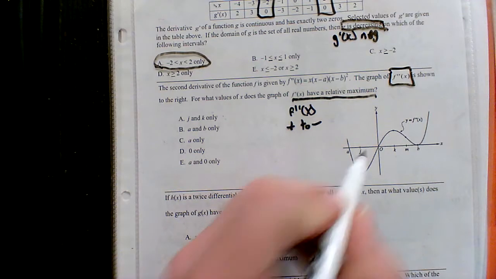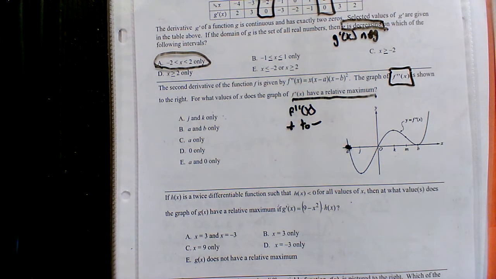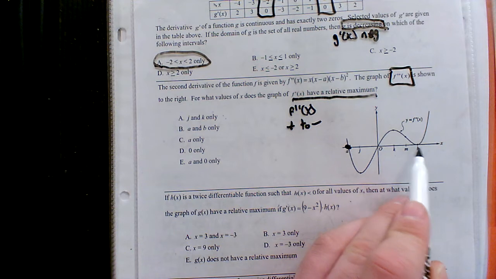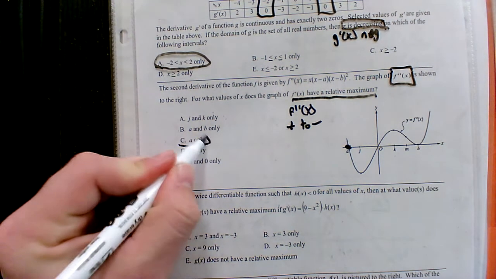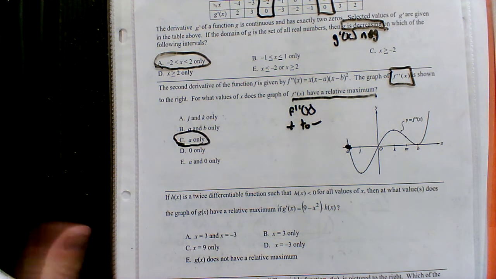Letter A. Is letter A the only one where it goes from positive to negative? I see some head nods. We all agree that's the only one? Yeah, over here we went from negative to positive, and over here we bounced off. We were positive, went to 0, and stayed positive. So A is the only option. That's the only place that the first derivative would have a relative max. Very good.